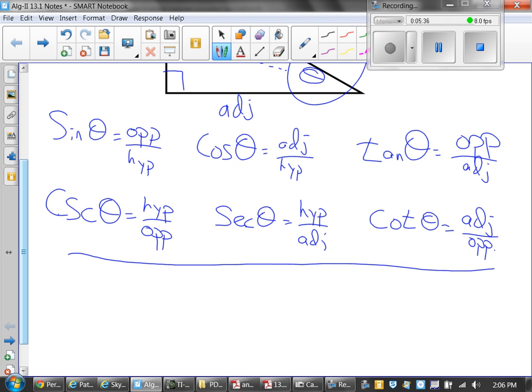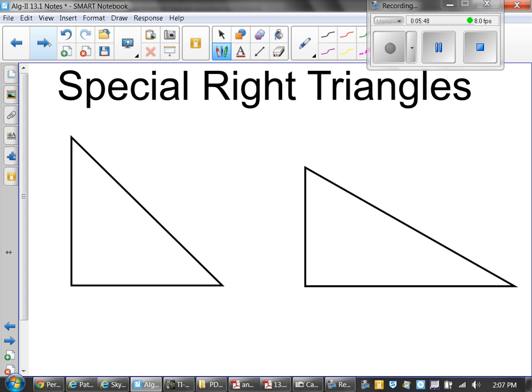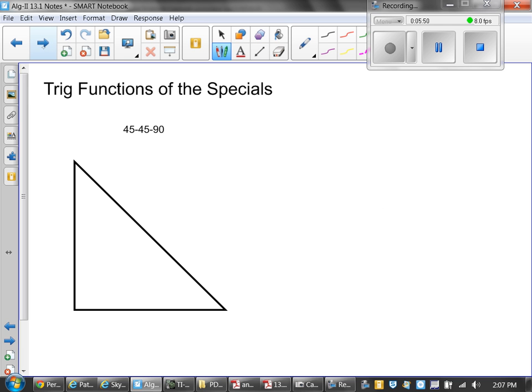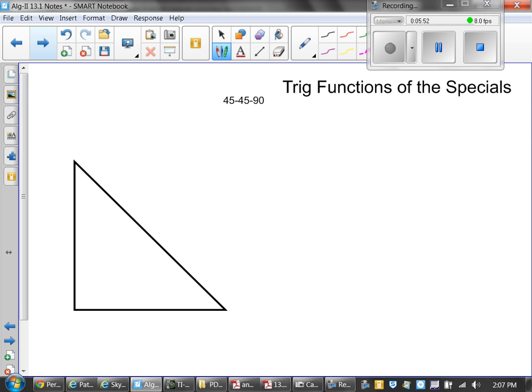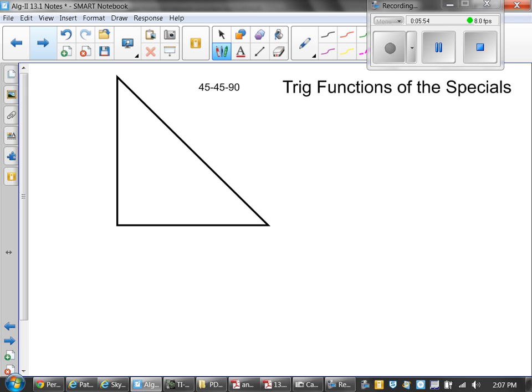Yeah. What were they? 30, 60, 90. The special right triangles are the 30, 60, 90, and the 45, 45. Your triples were just triples. Okay. So let's look at this. If I have trig functions of specials here, this is where the unit circle gets developed.